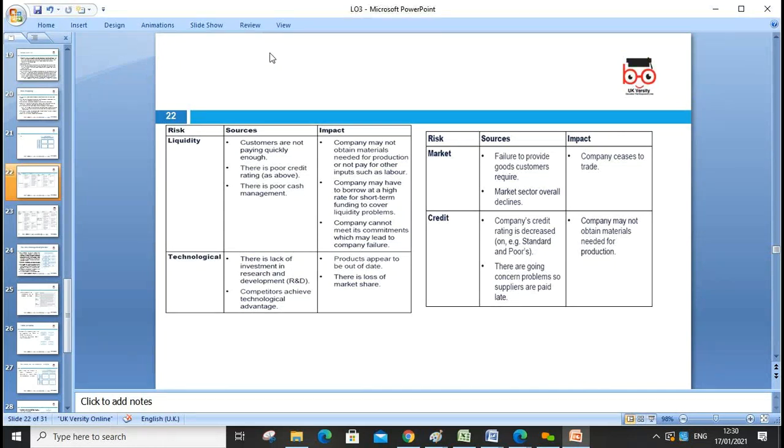So I included a lot of examples. If you look at market risk: failing to provide what the customer requires, the market overall declining, with an impact on the company's trade. Credit: the company's credit rating decreases, and the company cannot obtain the material needed for production. Okay, liquidity: customers are not paying quickly, so the company has a cash problem. Technology: there is a lack of investment in research and development, like Nokia. The product appears to be outdated, like Nokia.